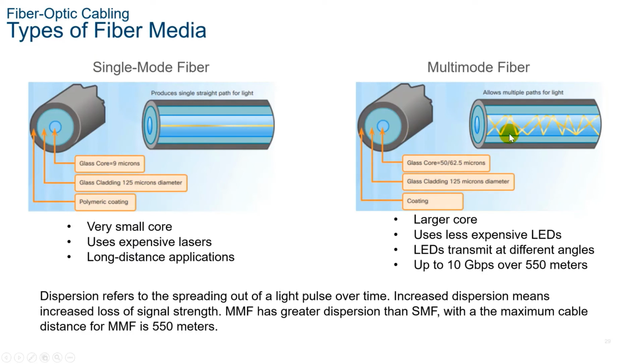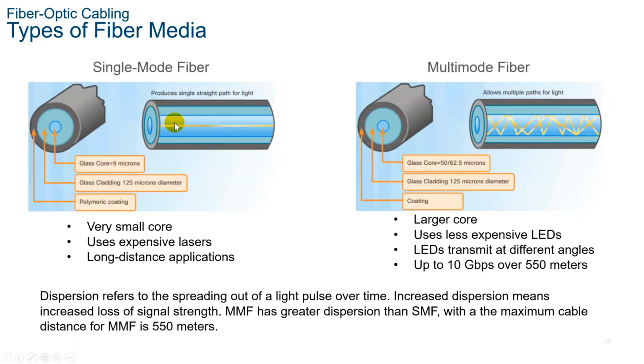Okay? So, popular in LANs because they can be powered by low-cost LEDs. So it provides bandwidth up to 10 Gbps over link lengths of up to 550 meters. Okay? So one of the highlighted differences between the multi-mode fiber and the single-mode fiber is the amount of dispersion.